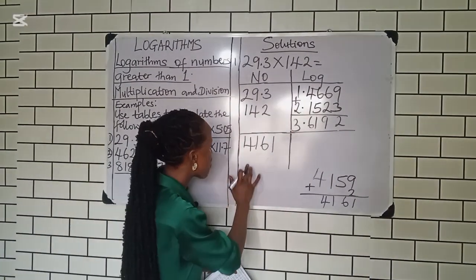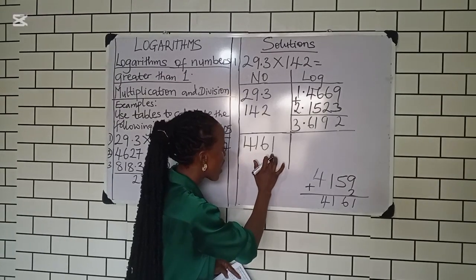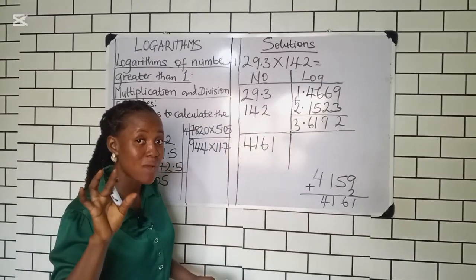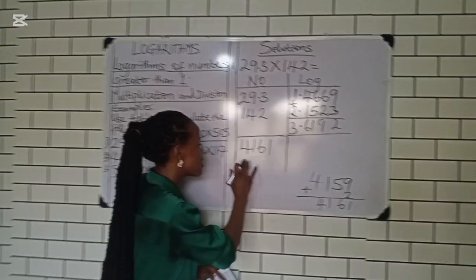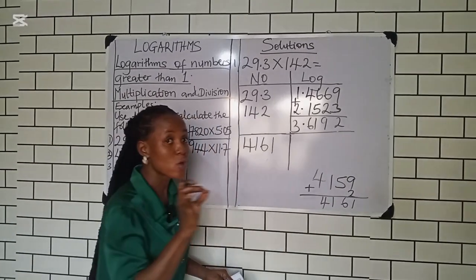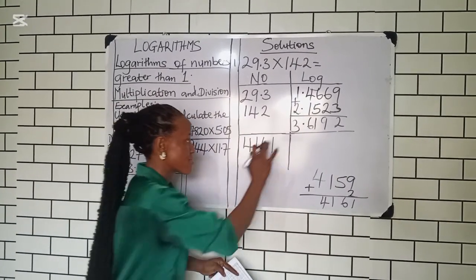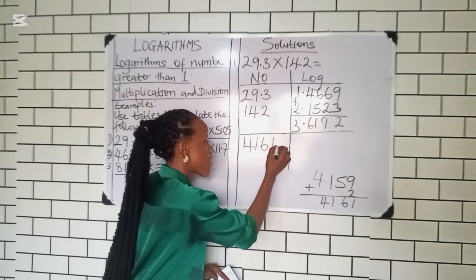For example, now we have 4161. Where are we going to position our decimal point so that if we write this number in standard form, we get our power of 10 as 3? We are going to position it here.